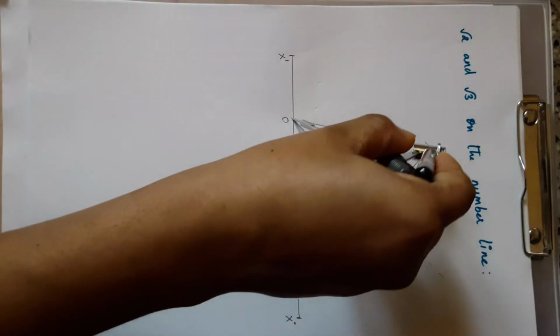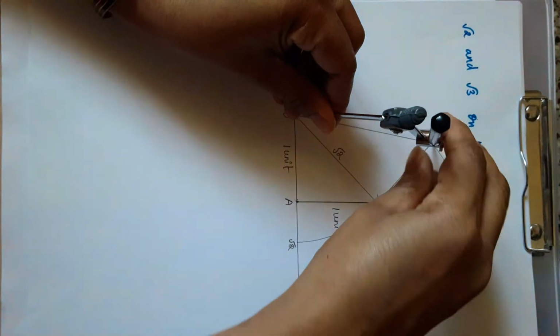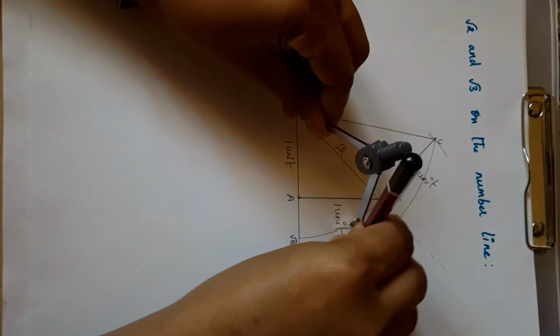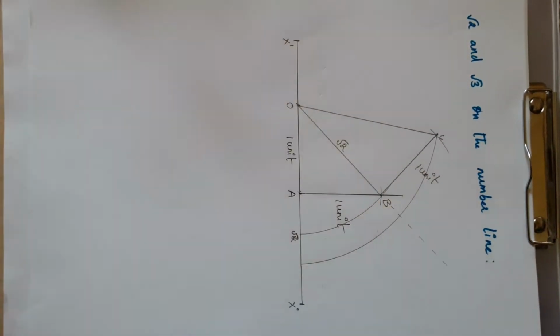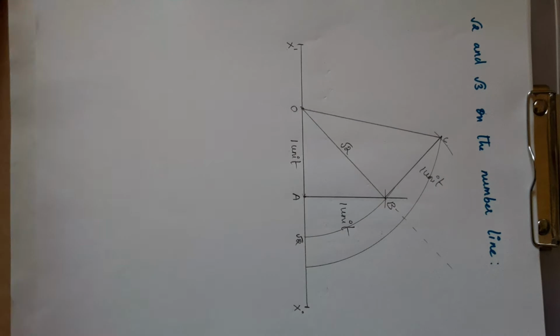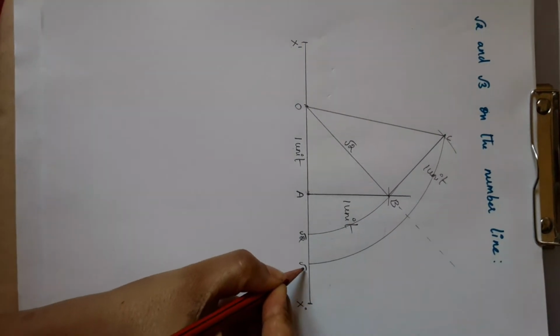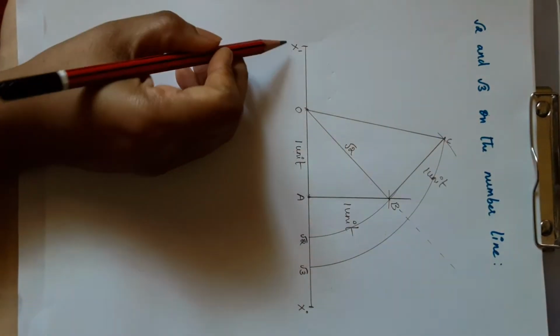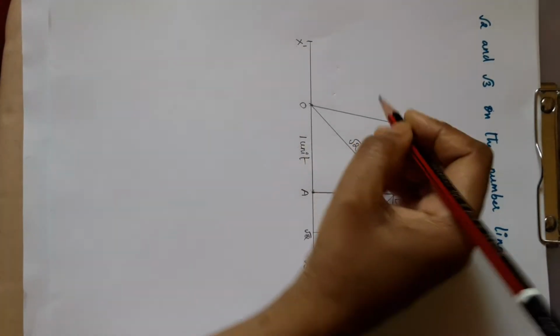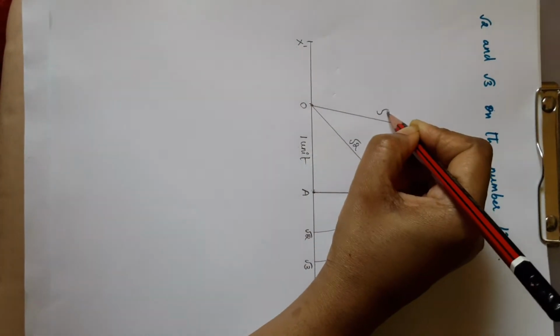Take OC as radius. From C, draw an arc touching the line x bar x, and this is root 3 on the line x bar x and OC is root 3.